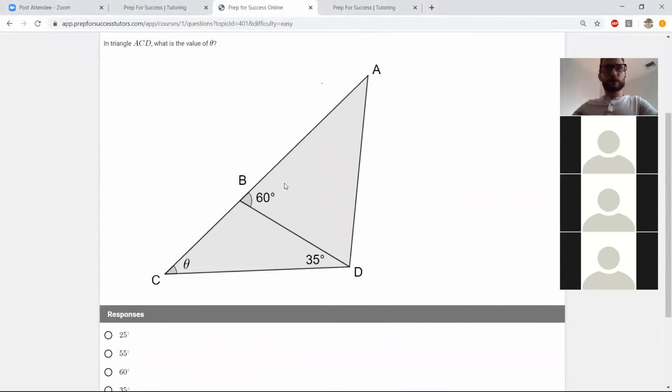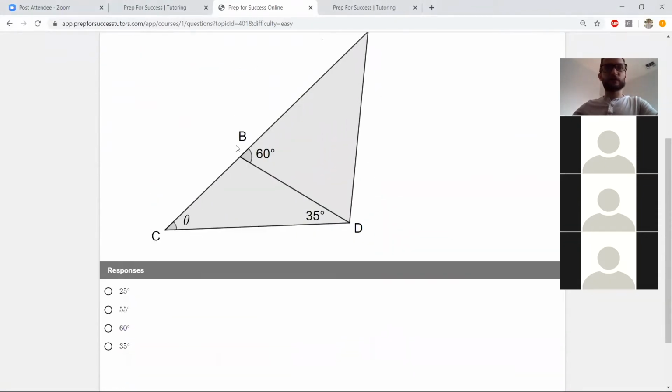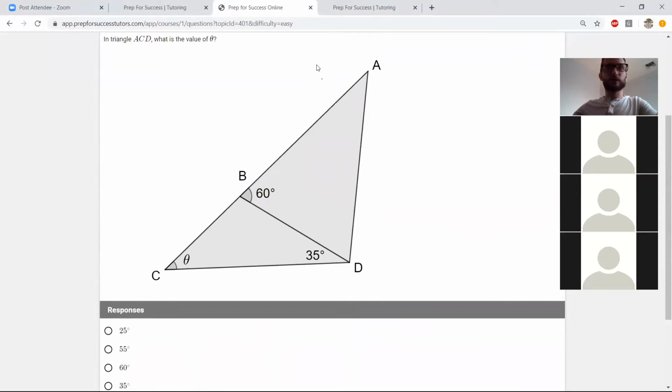So let's take a look. They want to know what is the value of theta for this question. So here we know a straight line. You have to remember, a straight line is 180 degrees. So if this is 60, then this right here is 120.